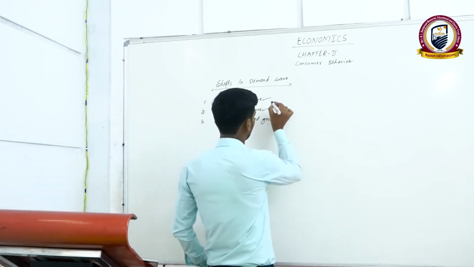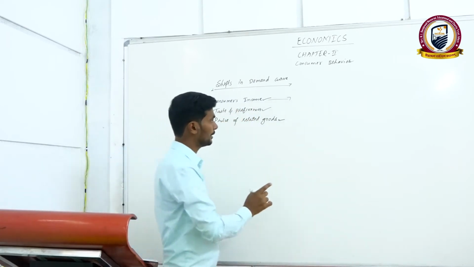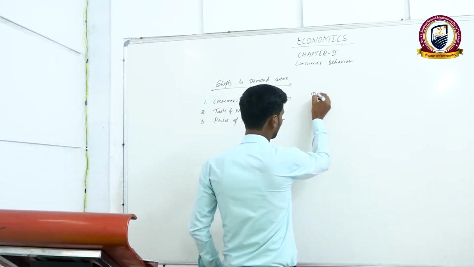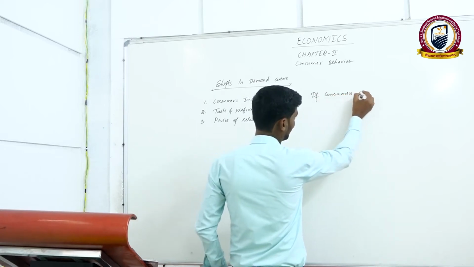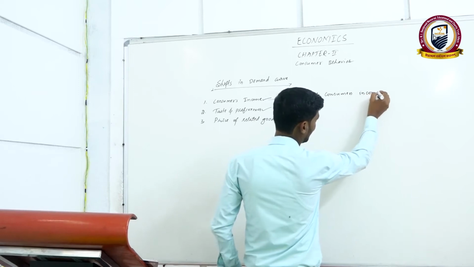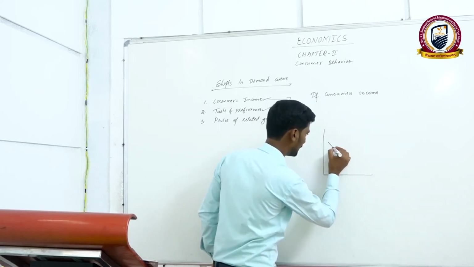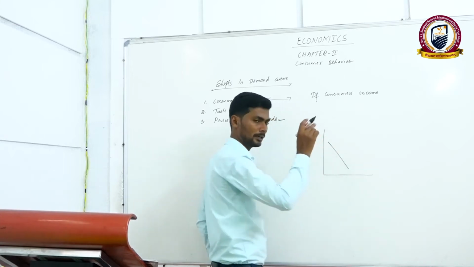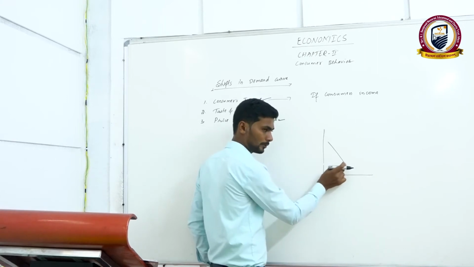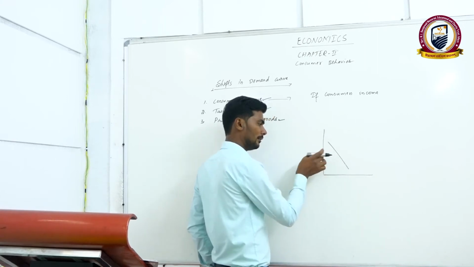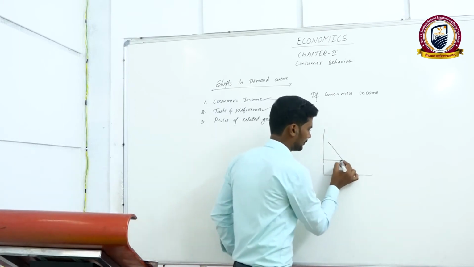See here, first I will take up the consumer's income. If the consumer's income increases, then firstly I will draw. So this is the demand curve. This is the initial demand curve. At this price, the consumer was purchasing this much of the good. This is an example, okay?